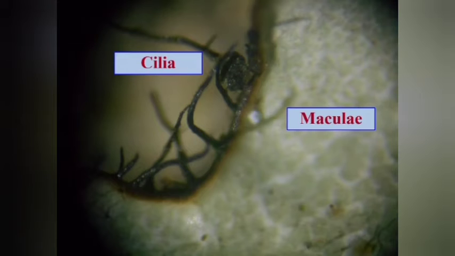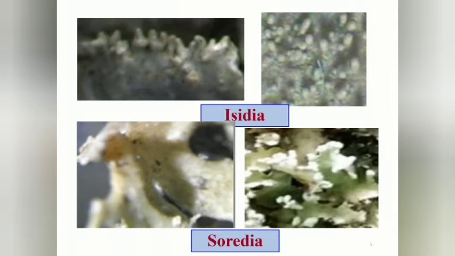This is rhizine. Some rhizines are branched, some rhizines are linear. And you look at this. This is cilia and maculae. Cilia are hair-like projections seen from the periphery of the thallus. And this is isidia and soredia. These isidia and soredia are vegetative reproducing bodies.